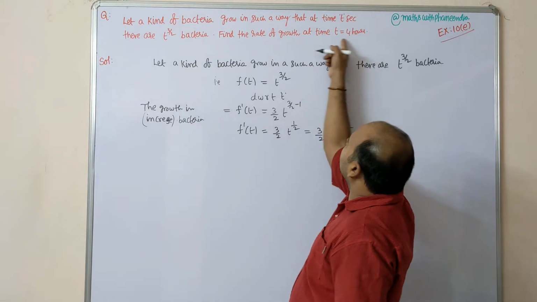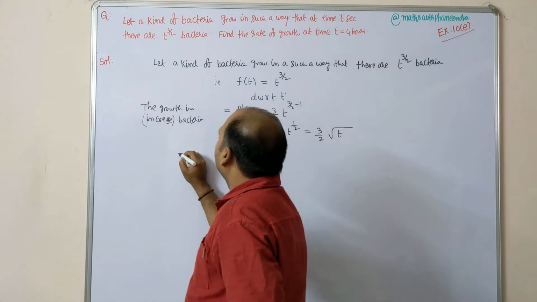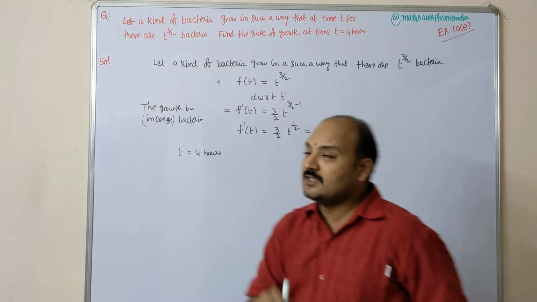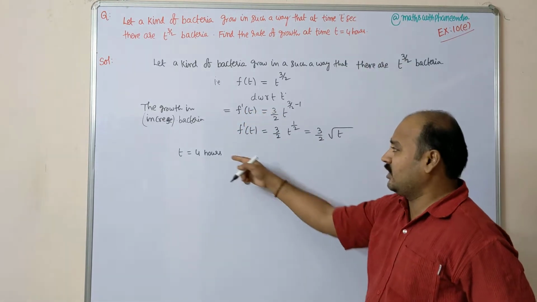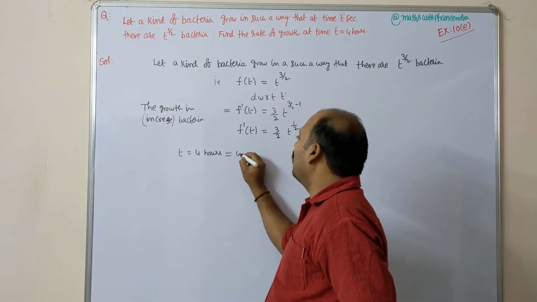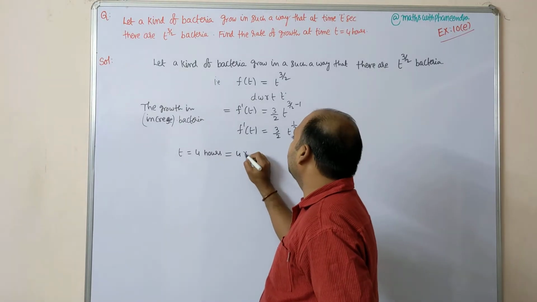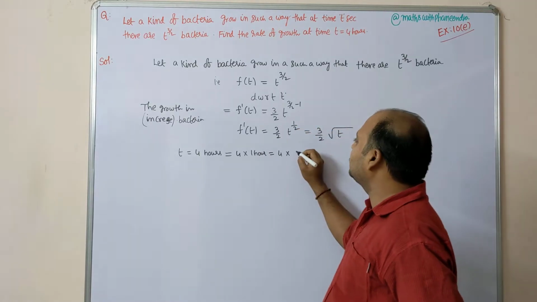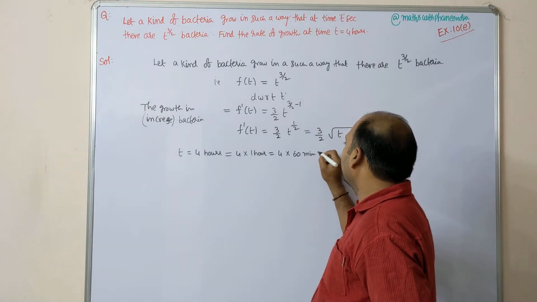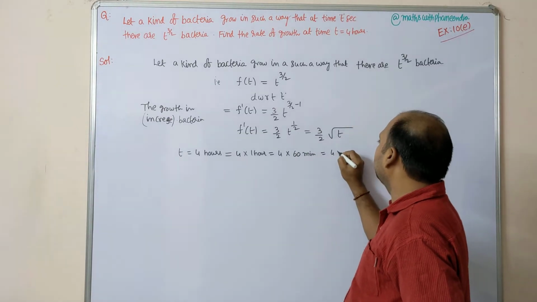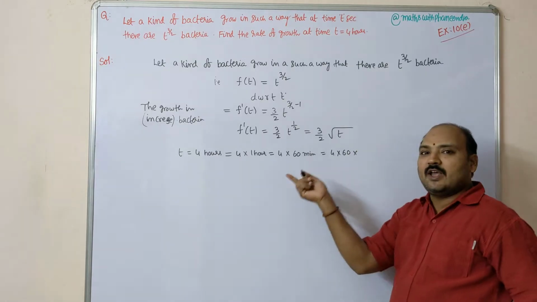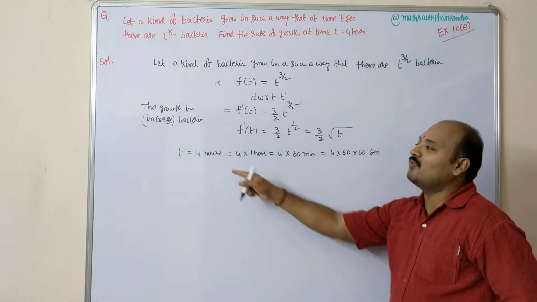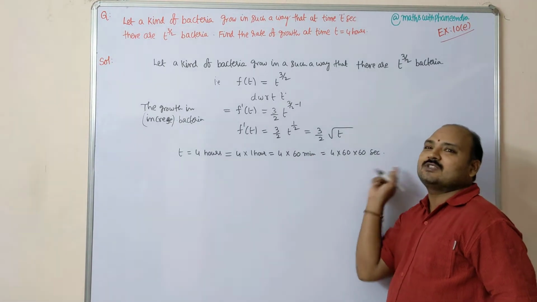But t is equal to how much it is given? 4 hours. The question is given in terms of seconds. They are asking to find 4 hours. So 4 hours means 4 into 1 hour. 1 hour means how many minutes? 60 minutes. That is equal to 4 into 60. Again 1 minute, how many seconds? 60 seconds. We need to write like this, dear students. So t value 4 hours is equal to 4 into 60 into 60 seconds.